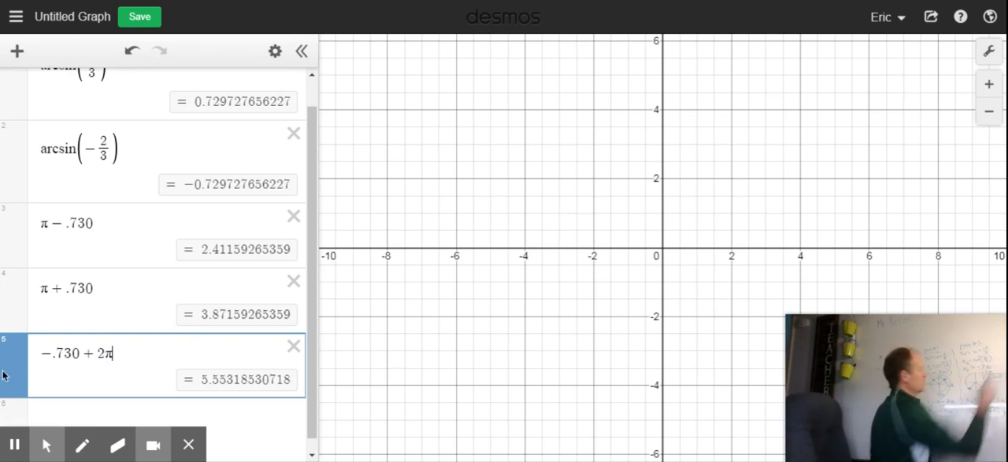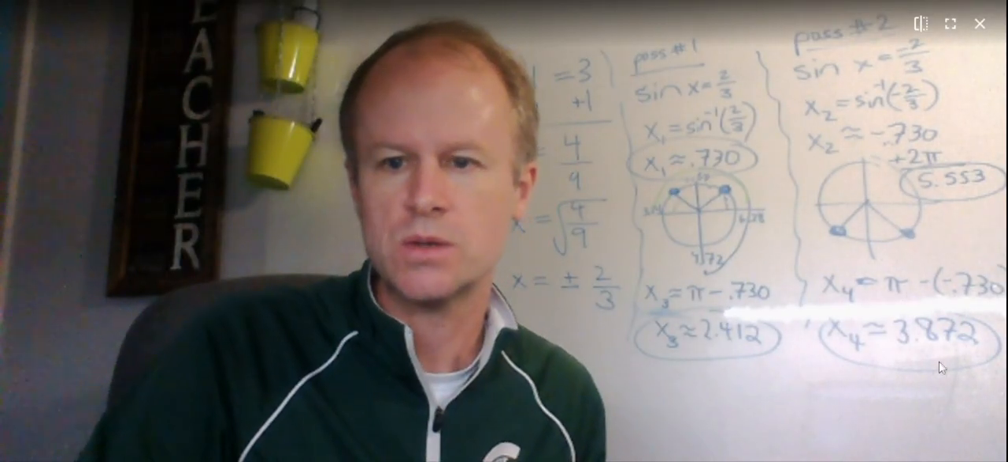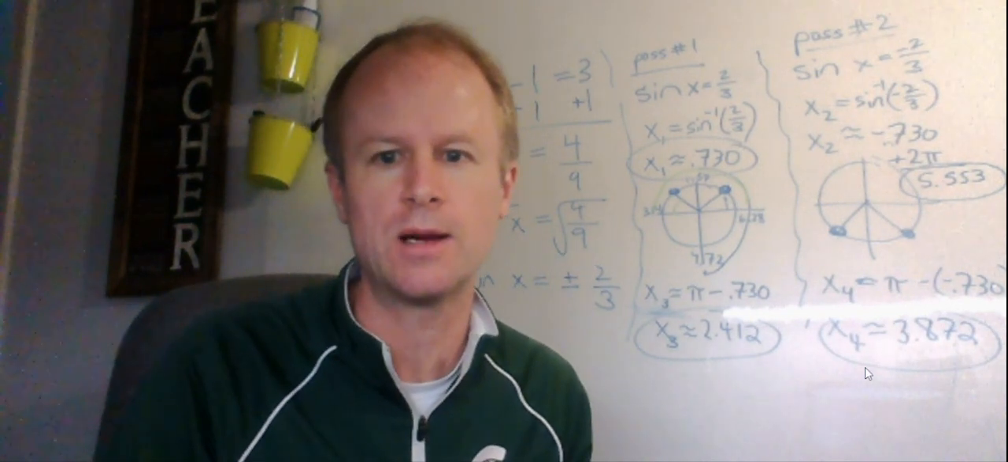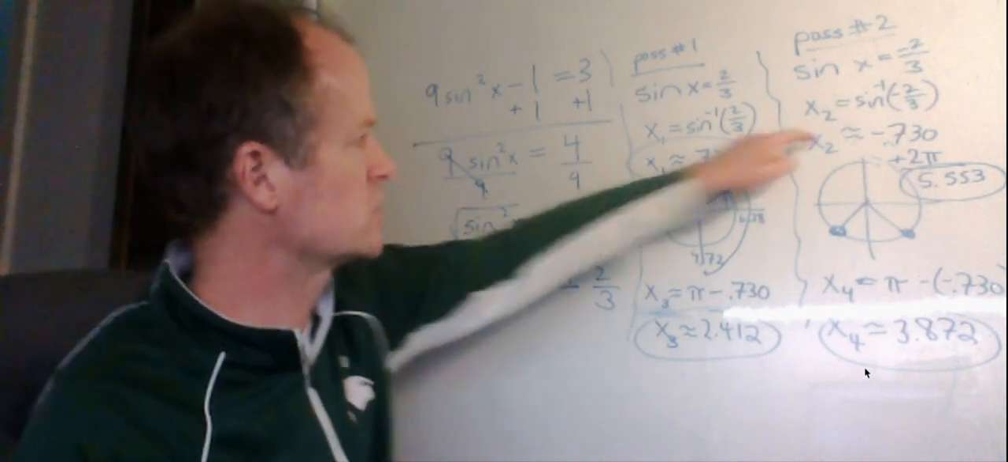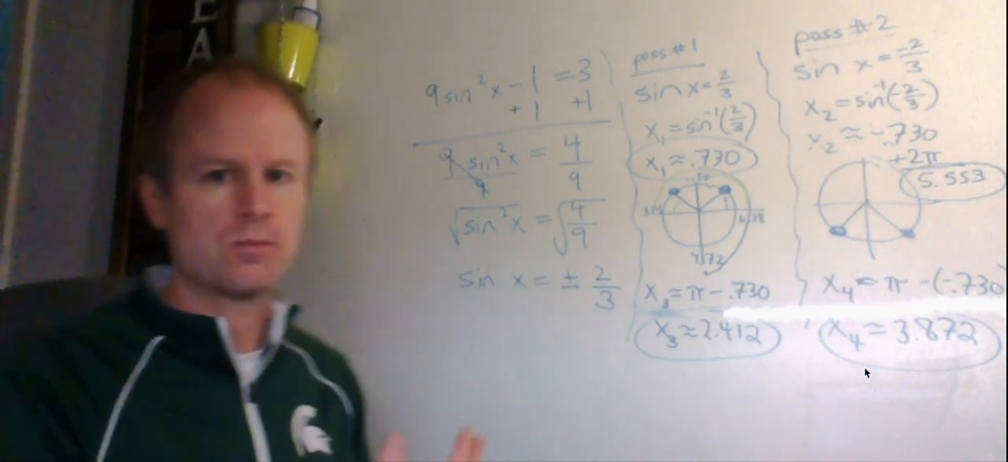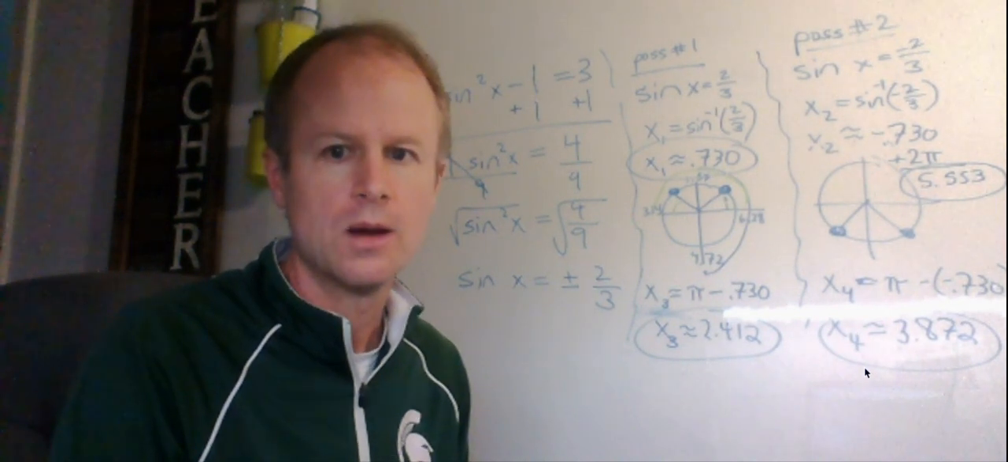5.553, and that would be my fourth answer or third answer, either way. So I don't know. As long as you have 4 answers, the subscripts really don't matter. I numbered it 1 and 2 here and 3 and 4. That doesn't matter. You just need, in this sort of a problem, you have 4 solutions. You need to have all 4.